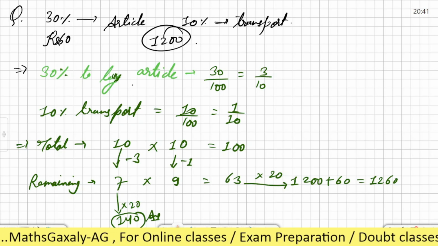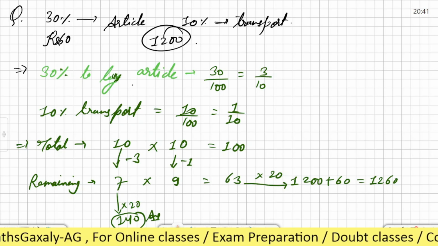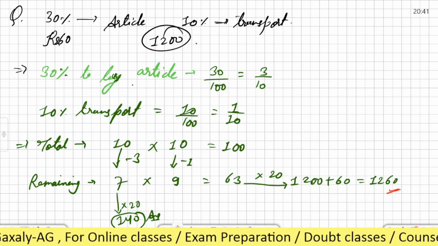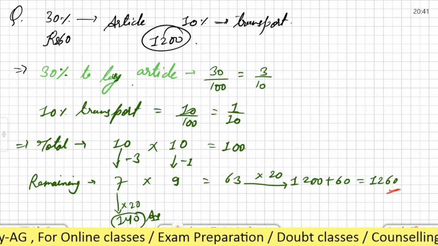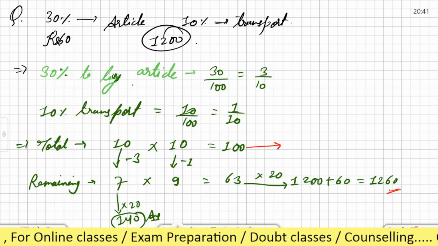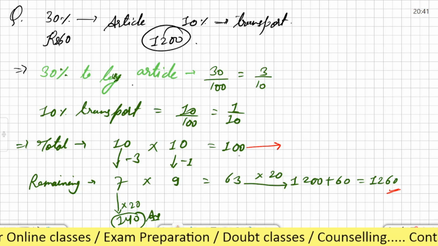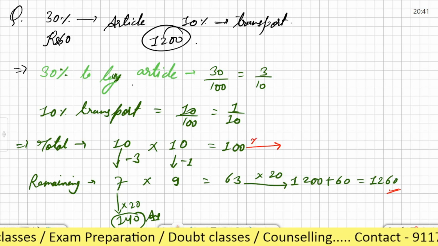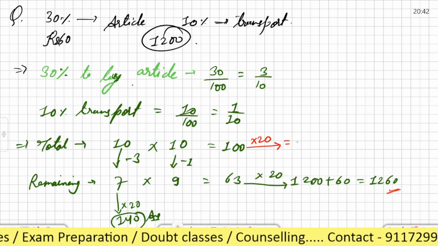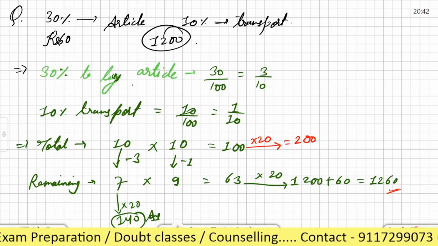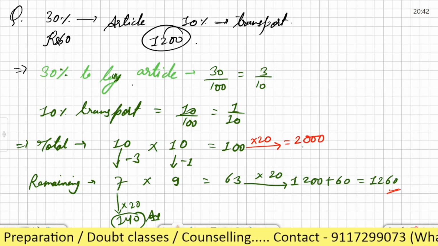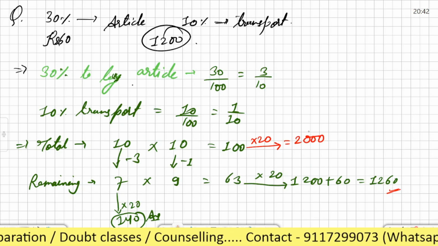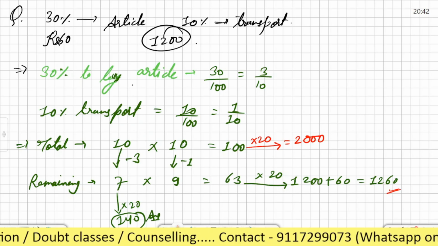Or let's see another method. Okay, how you will do it: till here you have to do it. After this you can do one thing, find the initial amount with the help of 100. As here initially it was 100 units, so here we will multiply by 20, so it will be 2000. It means initially he had 2000 rupees.